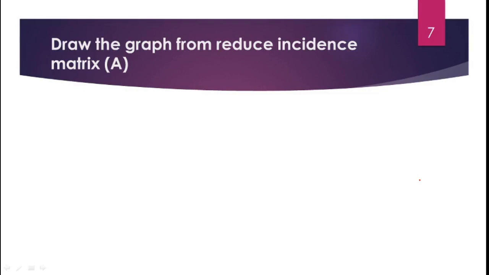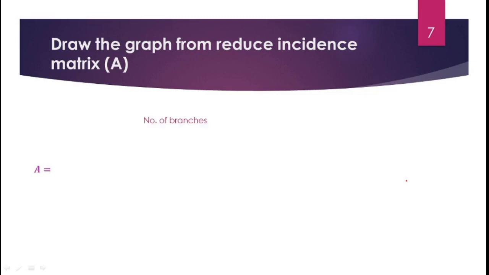If the problem is to draw the graph from the reduced incidence matrix, and the reduced incidence matrix is given, can you draw the graph? Yes, we can go by a reverse way. That means from the reduced incidence matrix, you have to make the complete incidence matrix, and with respect to the complete incidence matrix entries, we can draw the graph.